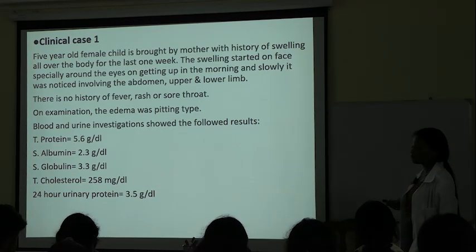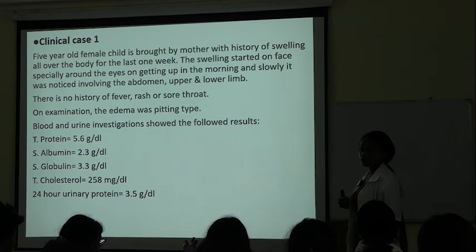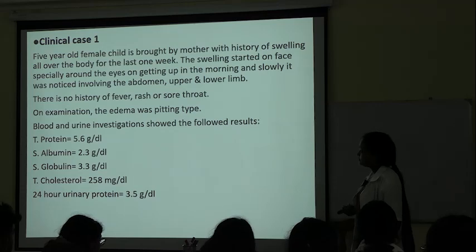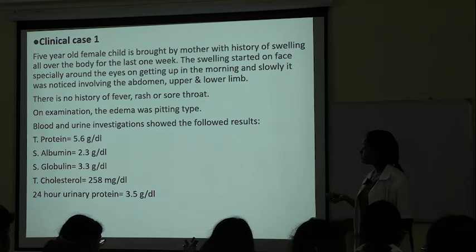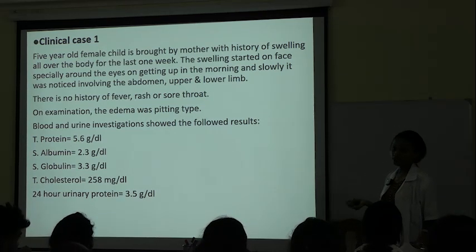This is the case of nephrotic syndrome. The criteria for nephrotic syndrome is hypoalbuminemia and hypercholesterolemia. The cholesterol is increased here. And the 24-hour urinary protein is 3.5 gram per deciliter, which is significant for nephrotic syndrome.